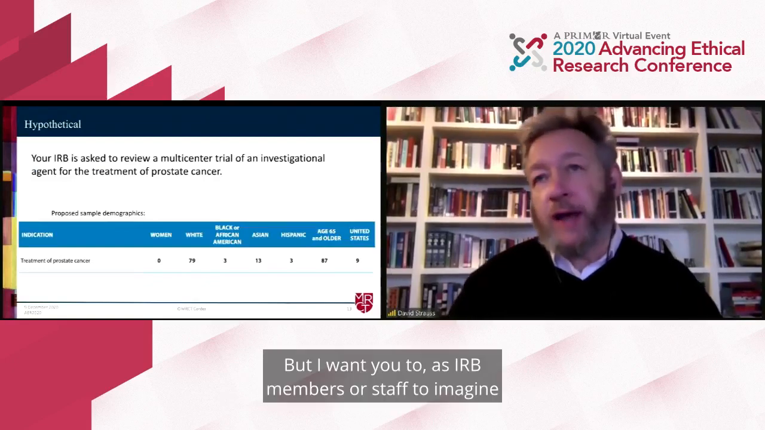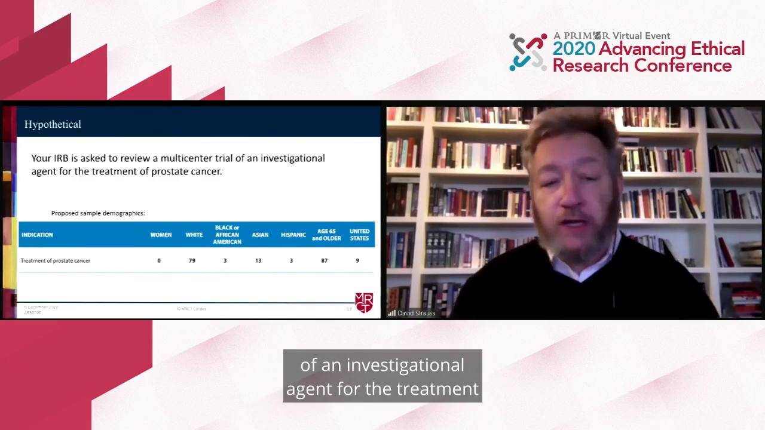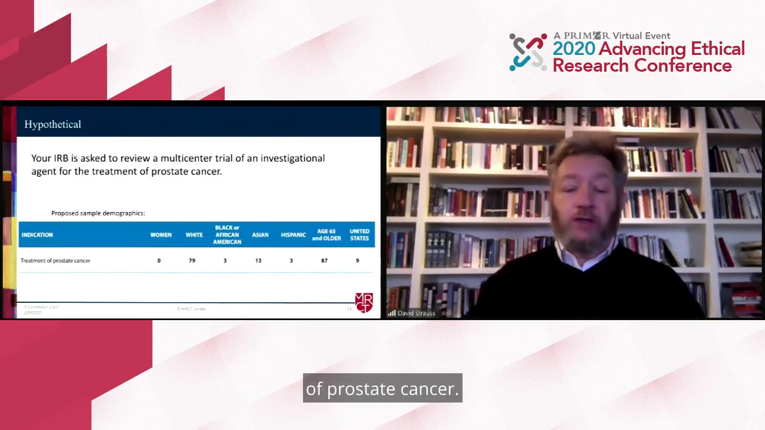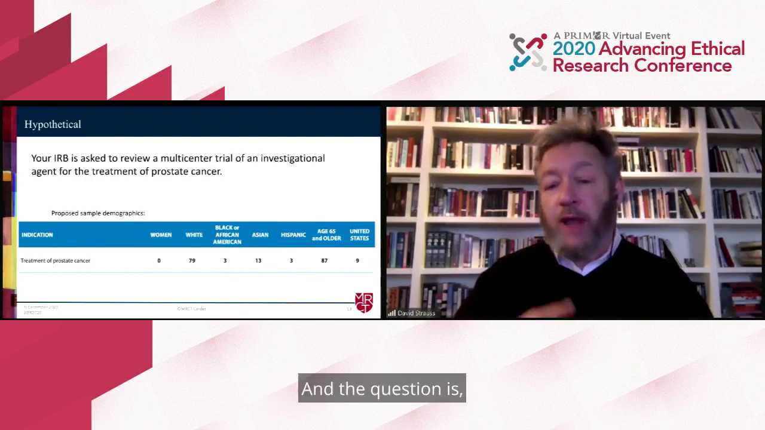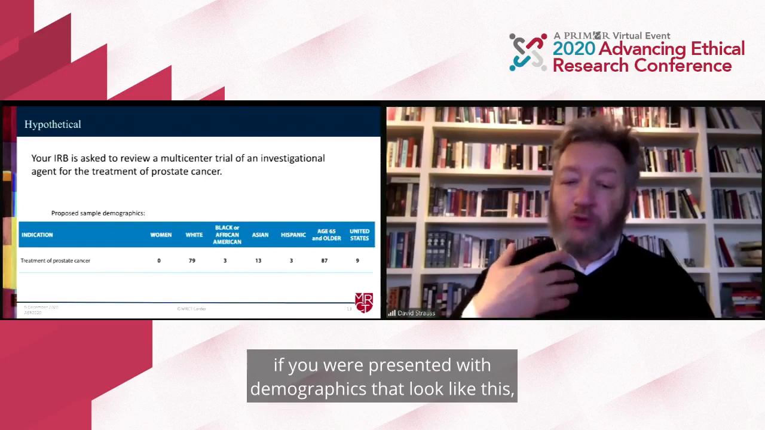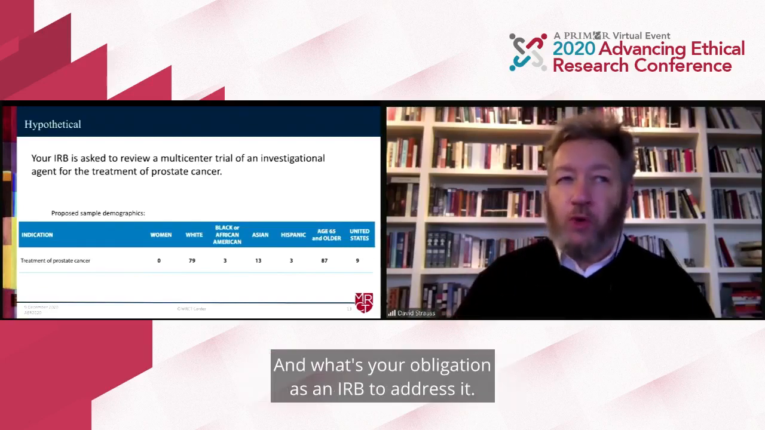But I want you, as IRB members or staff, to imagine for a moment that you're asked to review a multi-center trial of an investigational agent for the treatment of prostate cancer. This is from trial snapshots, but imagine this prototype. And the question is, if you were presented with demographics that look like this, what is your role and what's your obligation as an IRB to address it?